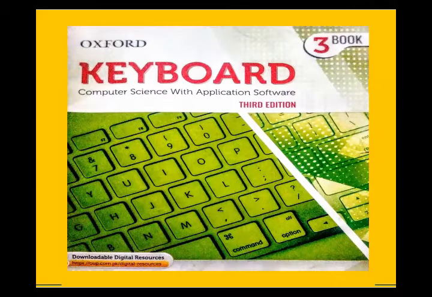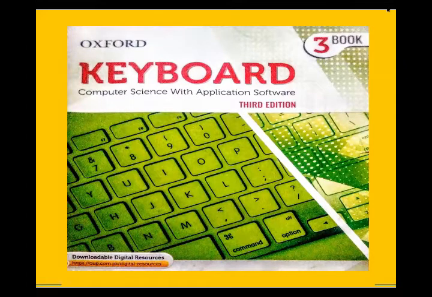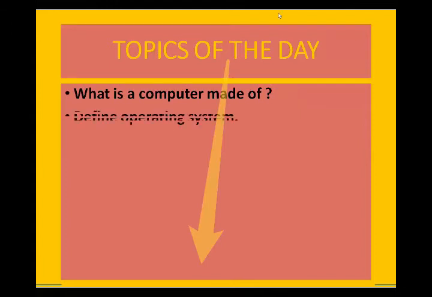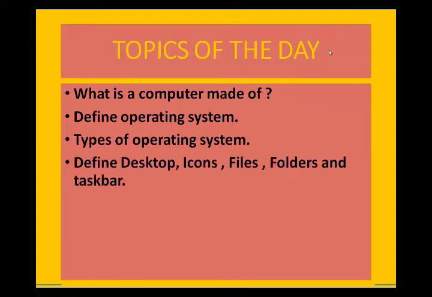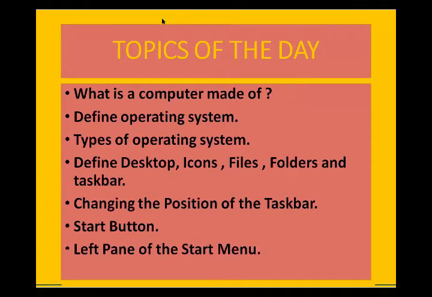I hope you all have book 3, Oxford Keyboard, third edition. So the topics of the day are: what is a computer made up of, define operating system, types of operating system, define desktop, icons, file, folders, and taskbar, changing the position of the taskbar, start button, left pane of the start menu, and right pane of the start menu.